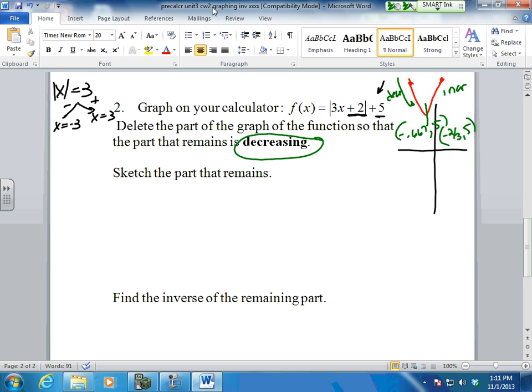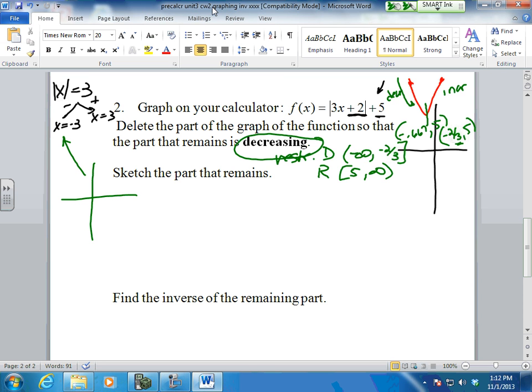Now, tell me what this restricted domain should be if I'm looking at my decreasing part. The domain is negative infinity. To where am I going to stop? -2/3. Okay, what's my range? 5 to infinity. Good. So here's what my sketch is going to look like. This right here.